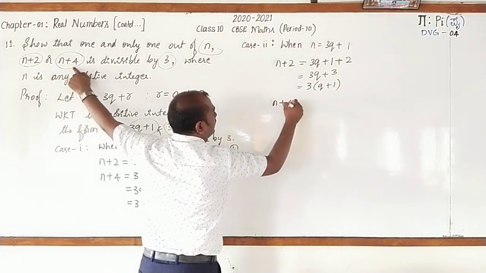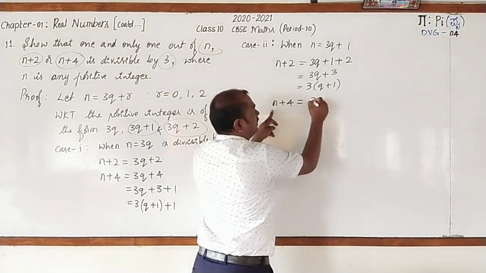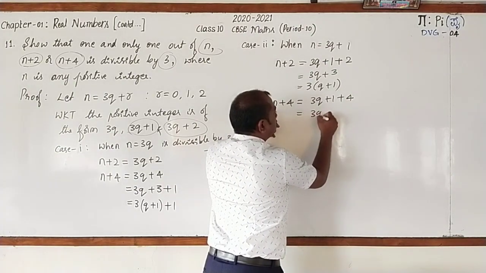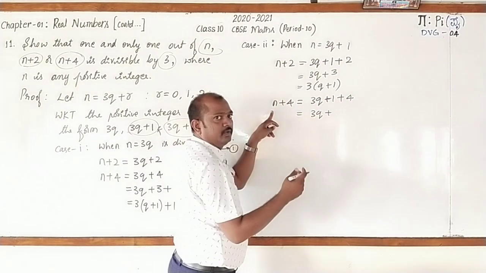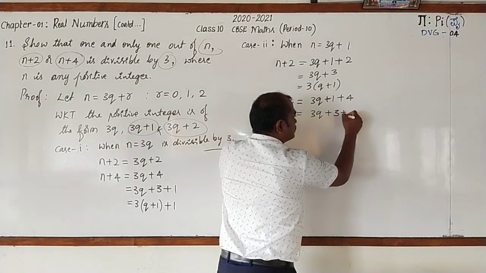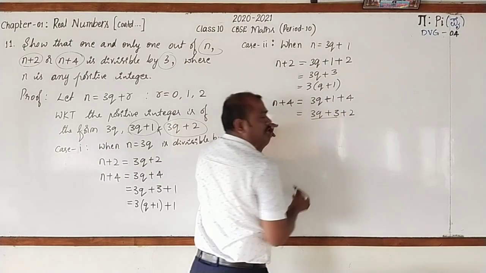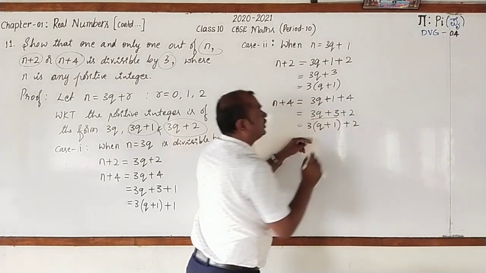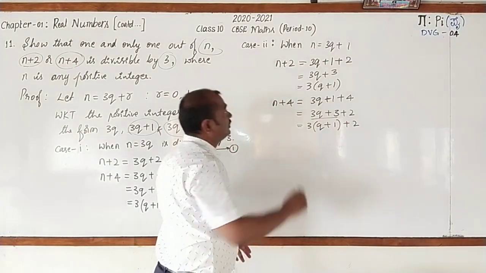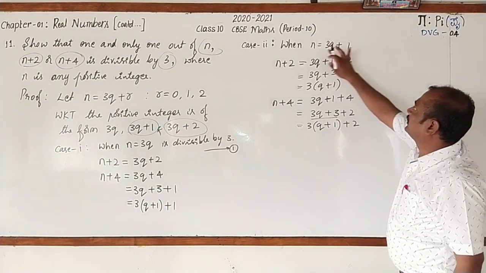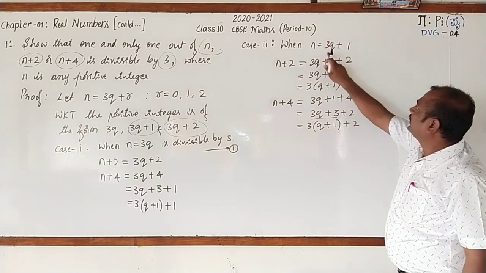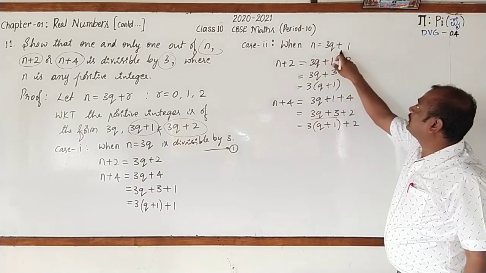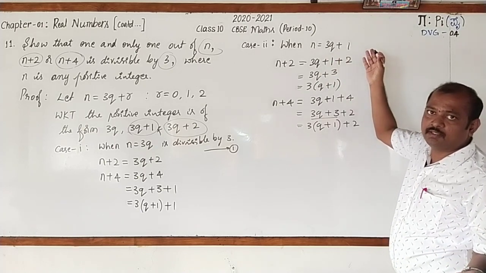Next, other number is n plus 4. What is n? It is 3q plus 1 plus 4. This is equal to 3q plus, what is 1 plus 4? It is 5. Can we write 5 as 3 plus 2? Yes. Because I want to take the common factor here. Here 3 into q plus 1 plus 2 will remain. Then what is the meaning of these three? Observe. First one, n equal to 3q plus 1. It means when n is divided by 3, it leaves the remainder 1. Hence, it is not divisible by 3.